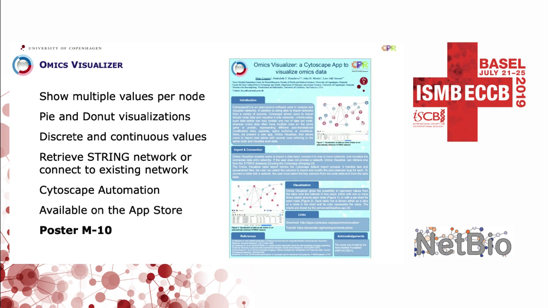So we developed Omics Visualizer in order to show multiple values per node: site-specific information if I work with proteomics, or splice-isoform-specific data in transcriptomics, for example. We offer 2 types of visualization, either a pie or a donut visualization. We handle discrete and continuous values. We can use STRING networks directly from our data, or connect an existing network from Cytoscape to a table. It also implements Cytoscape automation, and it's already available in the App Store if you want to download it.